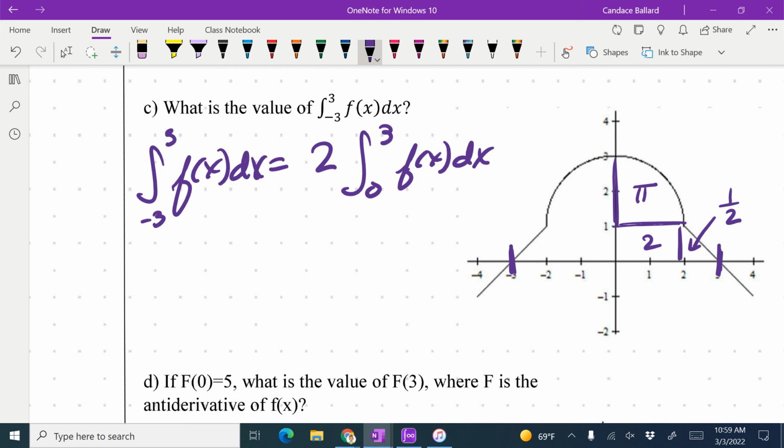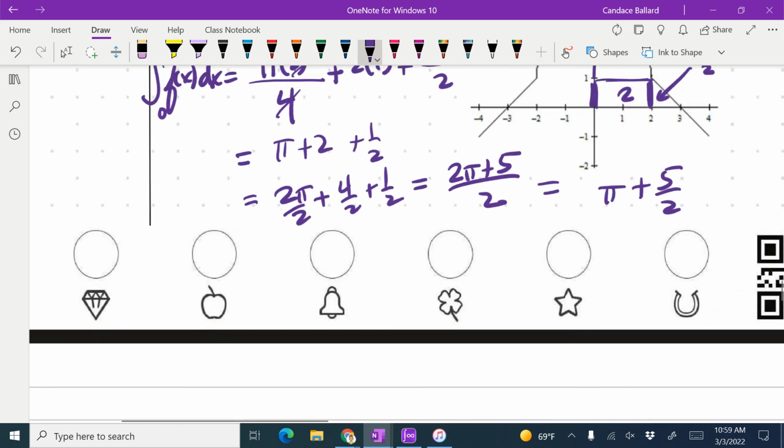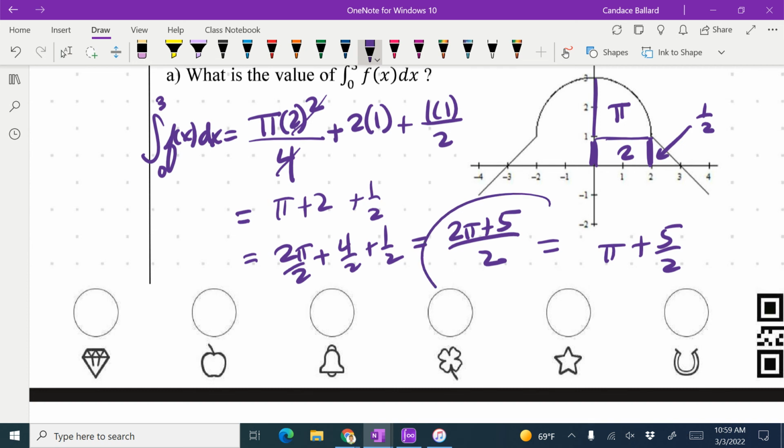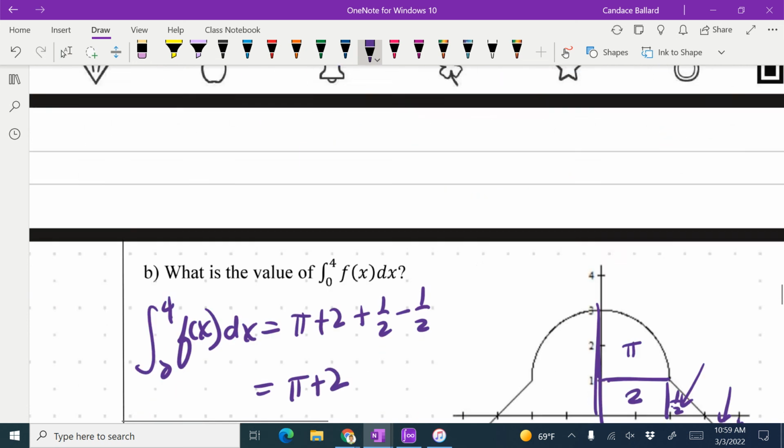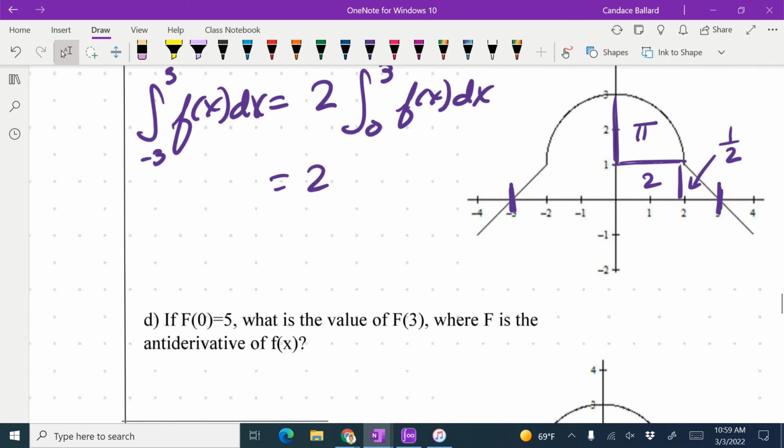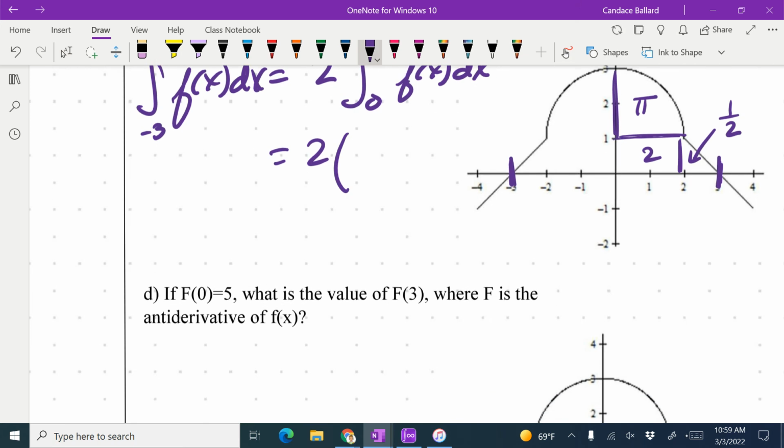All right. We already know this value, don't we? Didn't we do it in part A? So couldn't I just kind of cheat and steal it from part A? I'm just going to take that and multiply it by 2. So 2 times, it was 2 pi plus 5 over 2. So what happens with these 2's? Cancel. So we just get 2 pi plus 5. There we go.